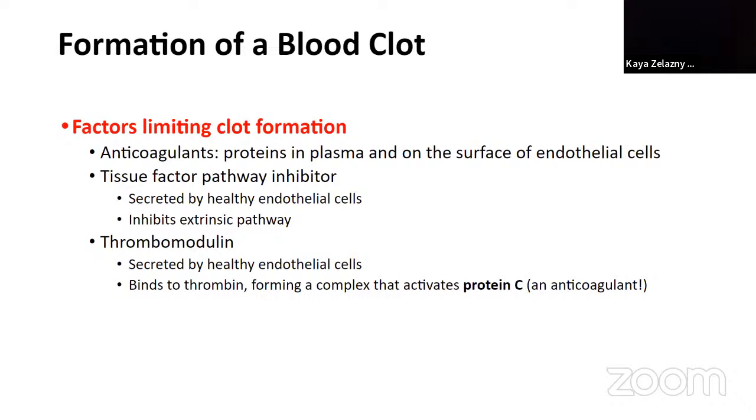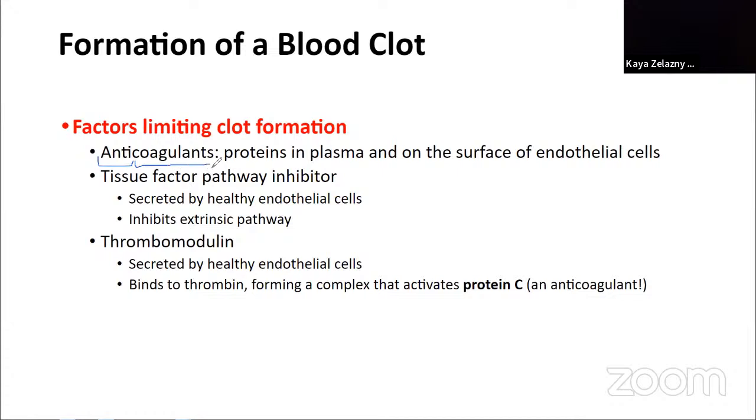Now, we don't want blood clots all the time, only when we need them to heal an injury. So when we don't have an injury, we have a lot of ways to inhibit and prevent our body from making clots. Anything that stops you from making a clot, we call an anticoagulant. Coagulate is another word for coming together, forming a clot, solidifying. So anticoagulants are preventing coagulation. We have some proteins in the plasma that do this, and some of them are also found on the surface of our endothelial cells, those cells that line the inside of our blood vessels.